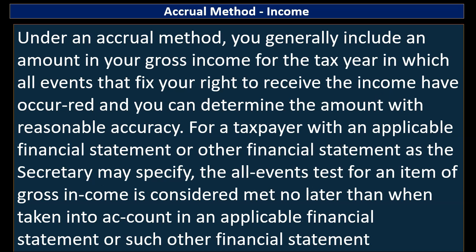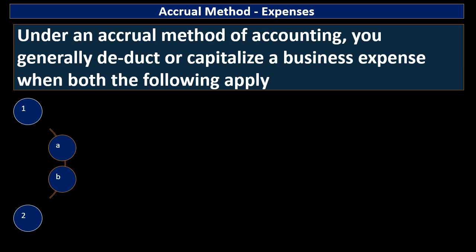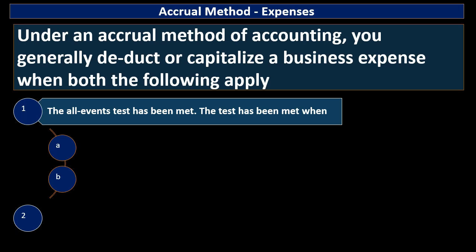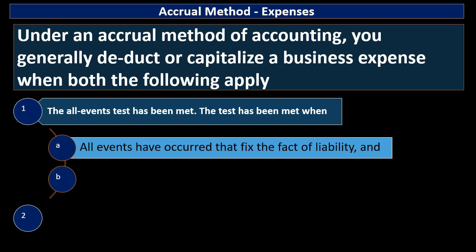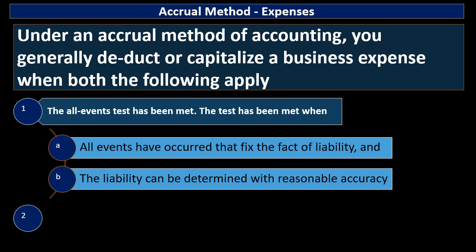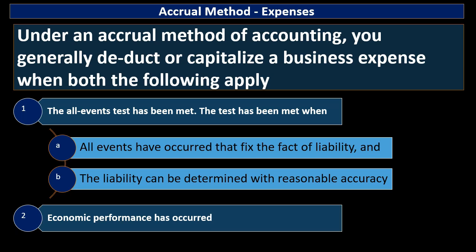So again, when you're thinking about financial statements, the best practice is usually an accrual method. When you learn accounting, of course, you typically learn the accrual method. So, accrual method expenses. Under the accrual method of accounting, you generally deduct or capitalize a business expense when both of the following apply. One, the all events test has been met. The test has been met when all events have occurred that fix the fact of liability and the liability can be determined with reasonable accuracy. And two, the economic performance has occurred.